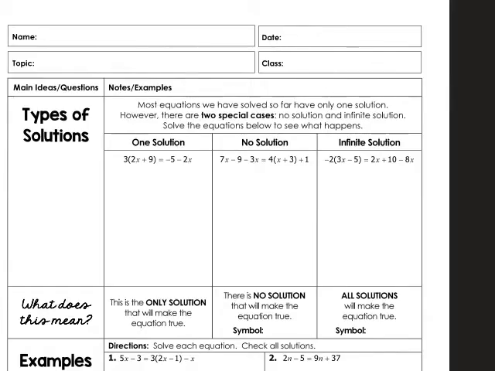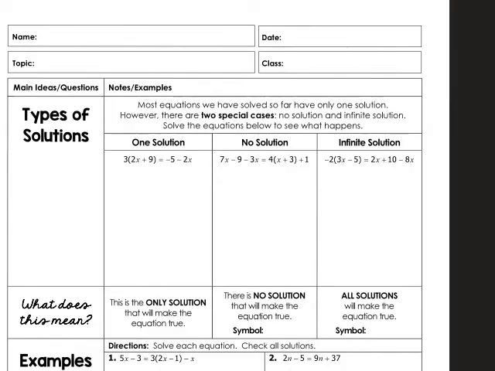Up to now, we've been solving an equation and finding one solution that makes the whole statement true. So here we read that most equations we have solved so far only have one solution. However, there are two other special cases, the no solution and the infinite solutions. Solve the equations below to see what happens. The part I want to point out is that there's a particular place towards the end where students get confused. So I want to focus on the x, the variable term, as we go through.